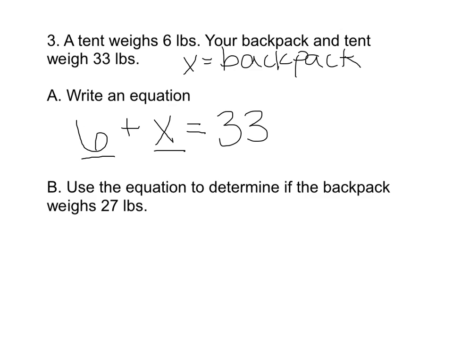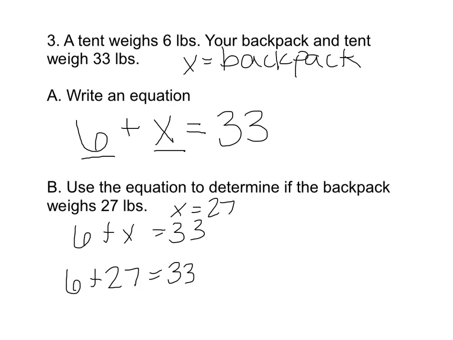Now B says, use the equation to determine if the backpack weighs 27 pounds. So they're saying plug in 27 wherever you see an x. So I'm going to rewrite my equation down here. 6 plus x equals 33. Instead of an x, I'm going to do 6 plus 27 equals 33. Is 6 plus 27 33? Let's add it up. 7 plus 6 is 13. 2 plus 1 is 3. So I'm going to get 33 equals 33. Is that true? Yes.